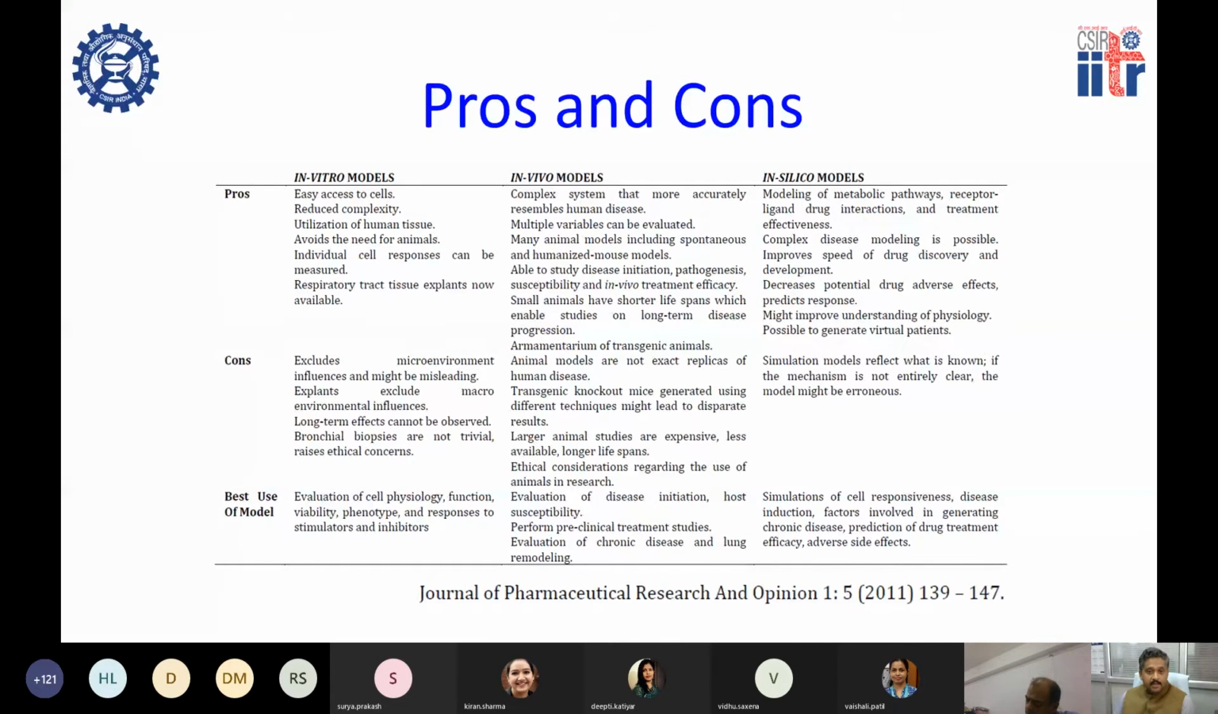Any method has a lot of advantages as well as pros and cons, whether it's an in vitro model, in vivo model, or just the in silico models. The advantages are that they provide a mechanistic understanding and rapid screening, identify potential adverse effects, and help understand physiology. With artificial intelligence and machine learning models, we can also generate virtual patients based on the data, to see whether something is going to work or not. The disadvantage is that if you're not choosing the right group or system, or the mechanism is not entirely clear, the model will have some errors.